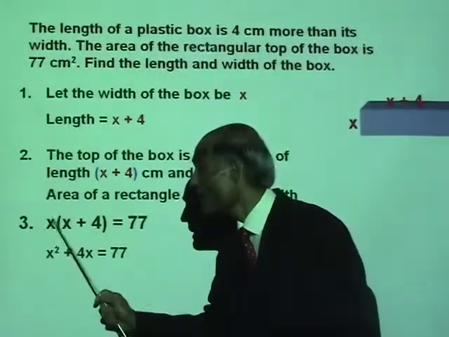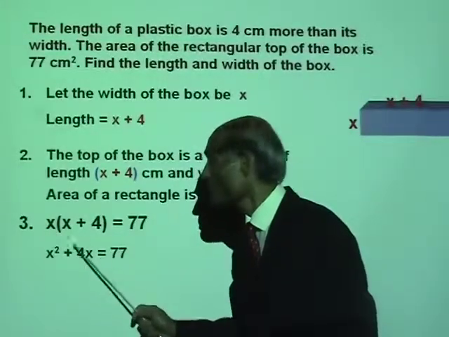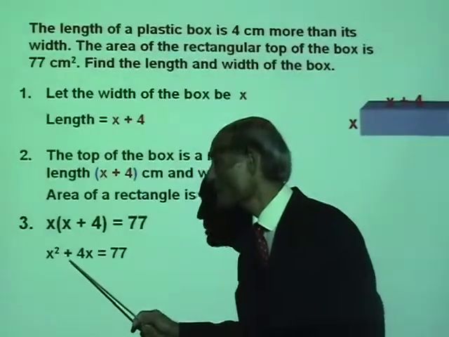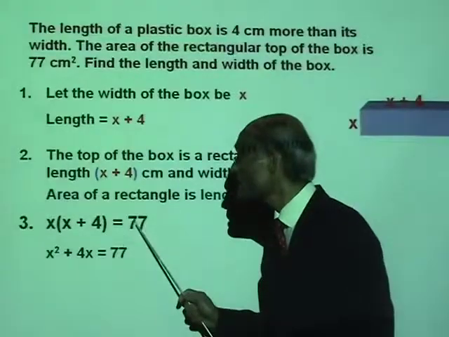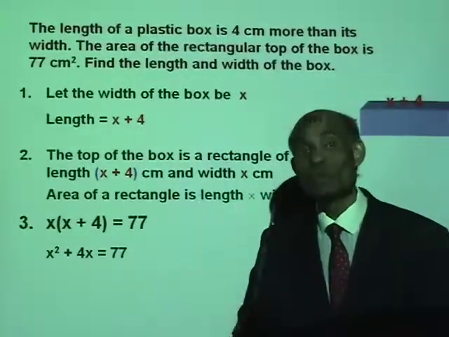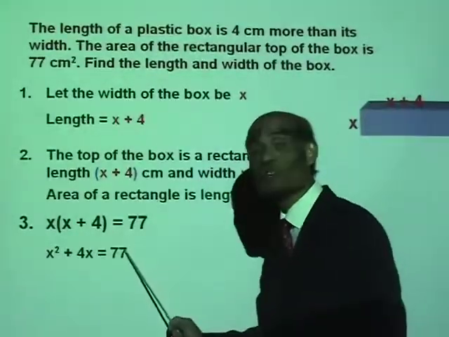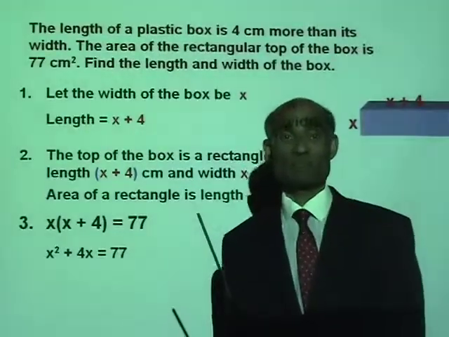Distribute this x. x times x is x squared. x times positive 4 is plus 4x. So the left-hand side now is x squared plus 4x, and that is equal to 77. What will you do now to solve that equation?